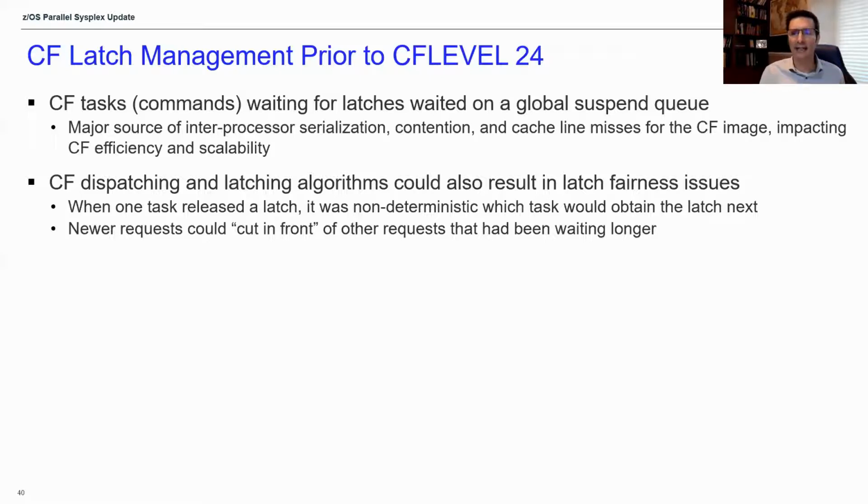What do we mean by that? It means that there was a non-deterministic way of deciding which task would receive the latch next. So sometimes newer requests coming in could cut in front of other requests that had already been waiting. It wasn't a FIFO type of queuing mechanism. And so you had some requesters that might wait an inordinate amount of time because someone cut in line unfairly.